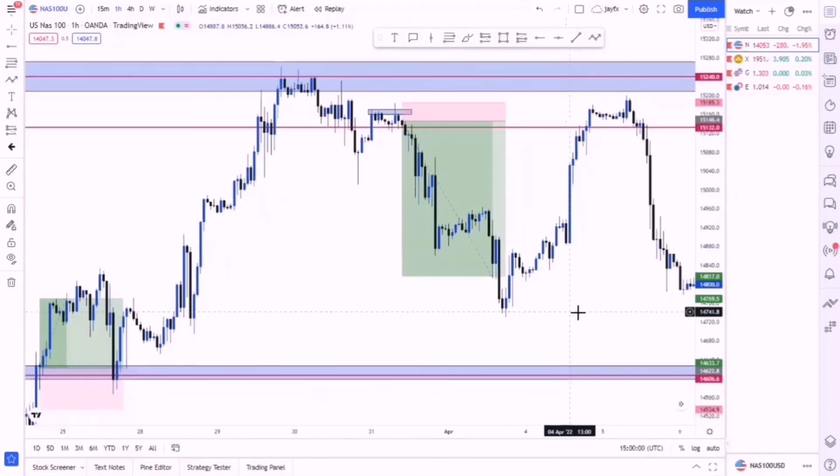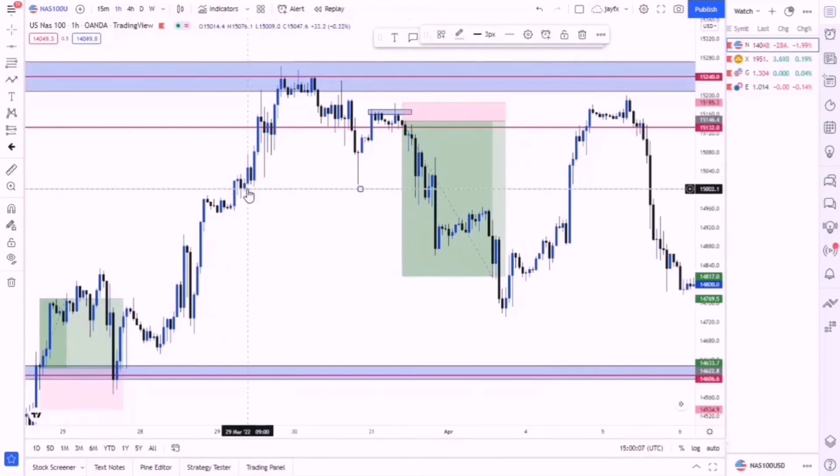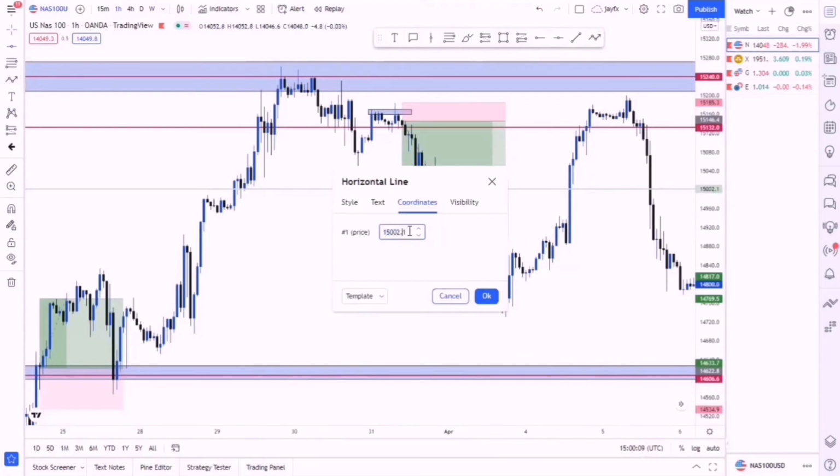So I was always mentioning the 15,000 level, if you guys would remember. Remember, the 15,000 level was a very strong psychological level I was looking to trade from.